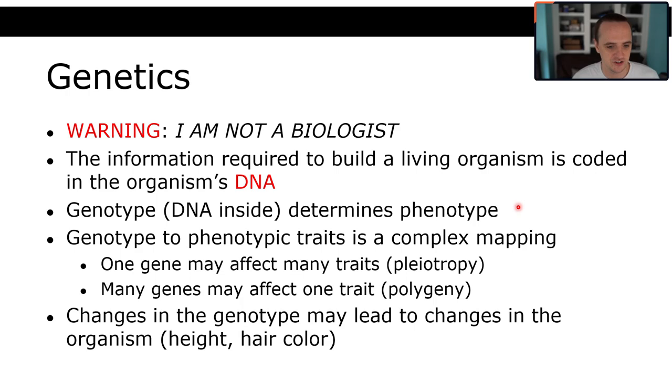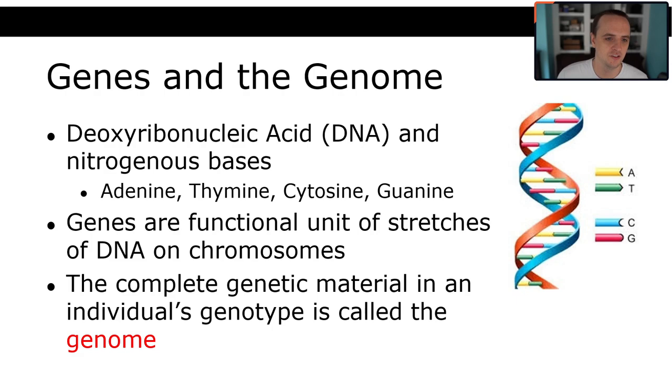And so changes in the genotype may lead to changes in the organism, meaning that changes in your source code might lead to changes in the output of your program. Sometimes it will, sometimes it won't. A lot of times when it comes to source code, it will, because computers are quite exact. So genes and the genome. DNA and nitrogenous bases: you've got adenine, thymine, cytosine, and guanine. That's the A, T, C, and G that make up your DNA.